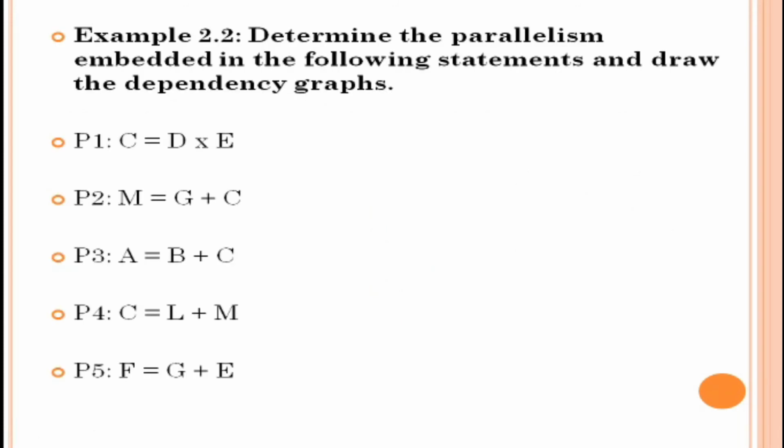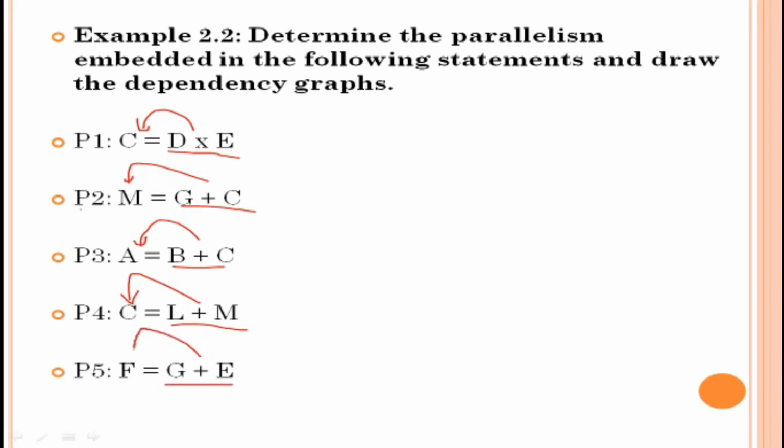Now we'll consider an example. In this example, we are going to determine the parallelism embedded in the following statements and draw the dependency graphs. Process P1 performs the multiplication between D and E and stores the result into C, so C equals D times E. Then process P2 performs addition of G plus C and the value is stored into M. Then P3: A equals B plus C. Then P4: L plus N, stored into a value. Then P5: C plus C, with the value stored into F.